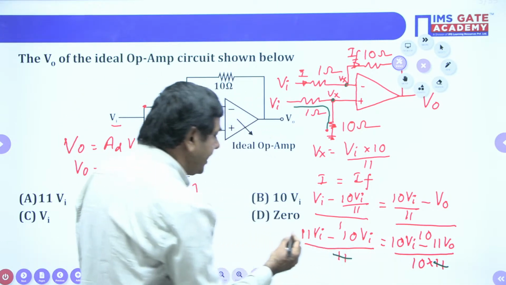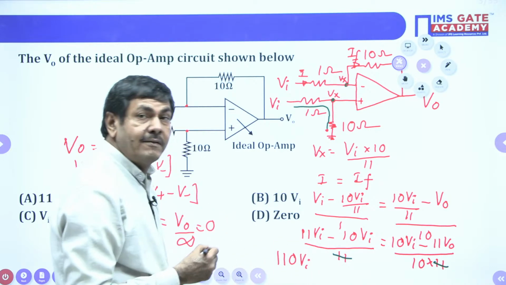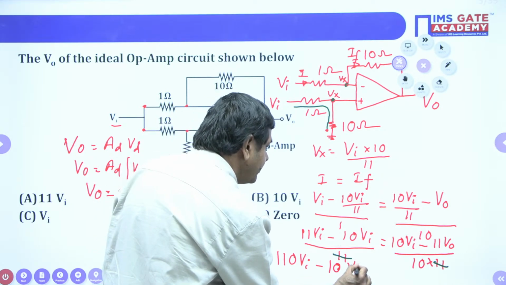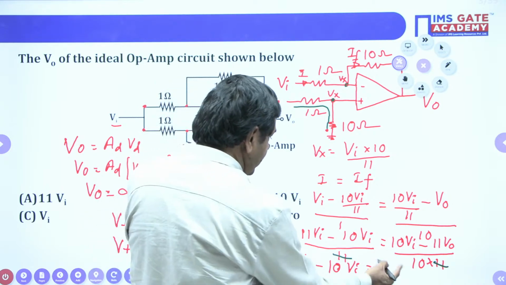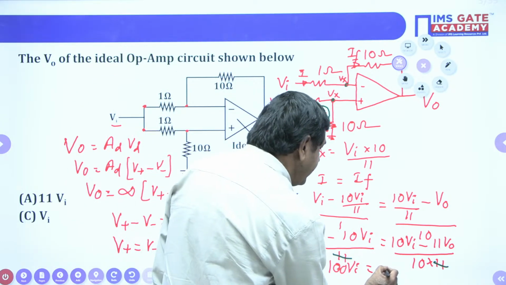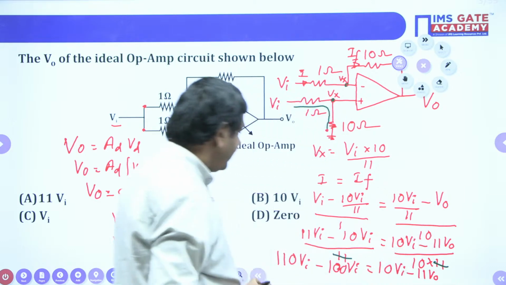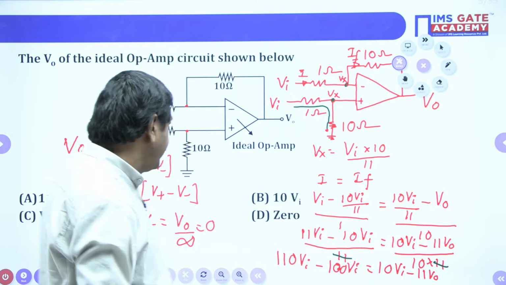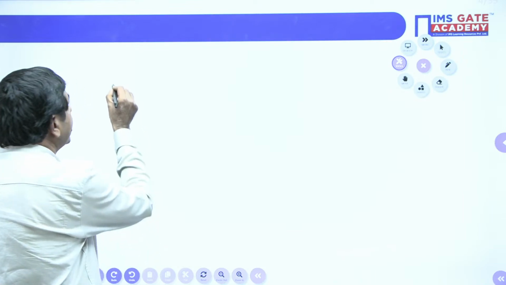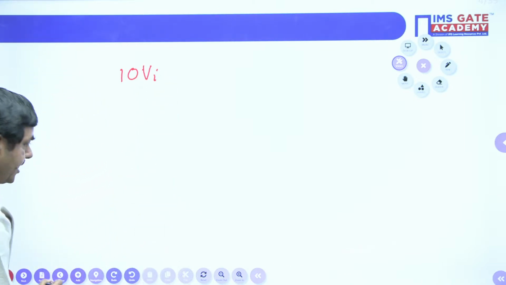This side, if I multiply it with 10, I get 10 into 11, 110 Vi, and 10 into 10, 100 Vi. On the right hand side I get 10 Vi minus 11 V naught. Now we can get the answer. 110 minus 100 Vi, how much? 10 Vi is possible here. So this side I can get 10 Vi.